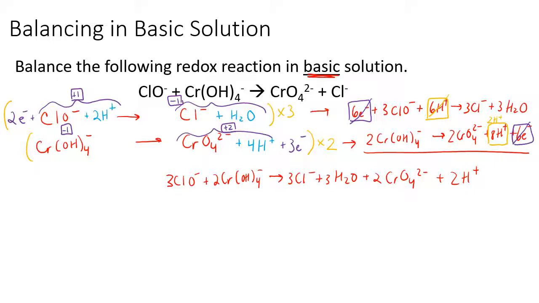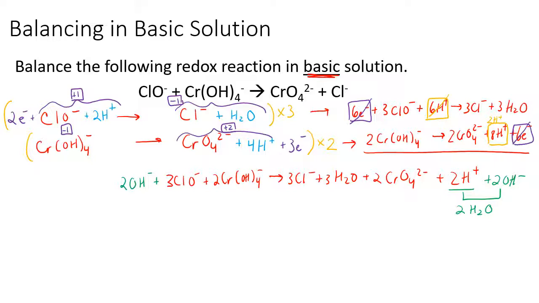Our next step is to look at the number of hydrogen ions and add the appropriate number of hydroxide ions. Notice on the right-hand side we have 2 hydrogen ions, so that means we're going to add 2 OH minus to the right-hand side, and what we do to the right we also have to do to the left. So we're going to come over to the left and also add 2 hydroxide ions. Hydrogen ion plus hydroxide ion gives us water, so the combination of those is simply 2H2O.